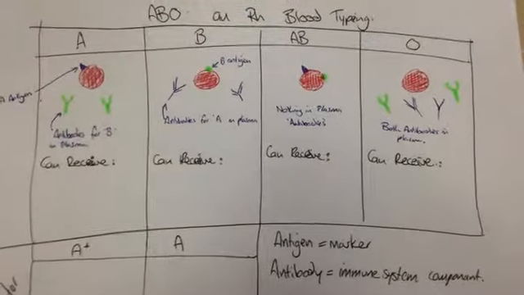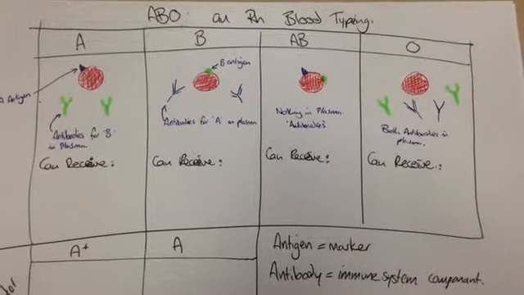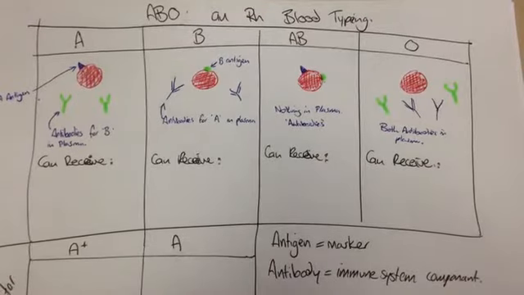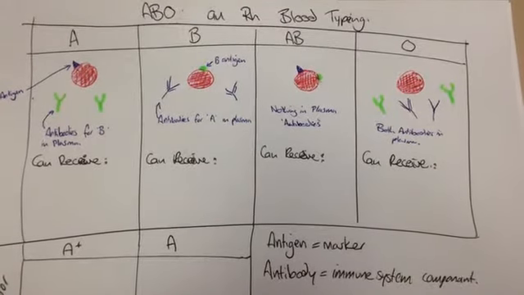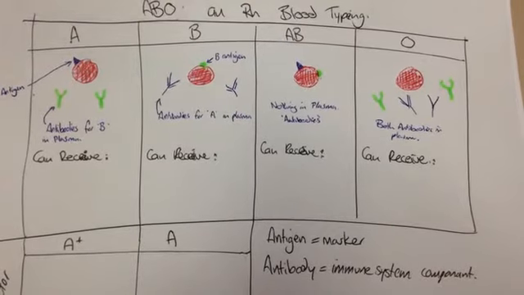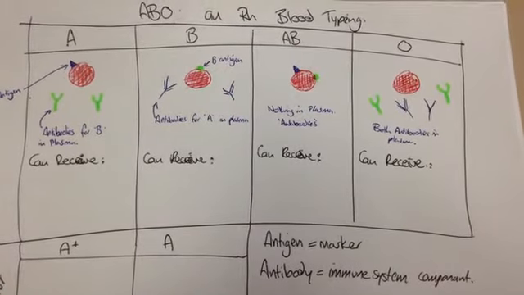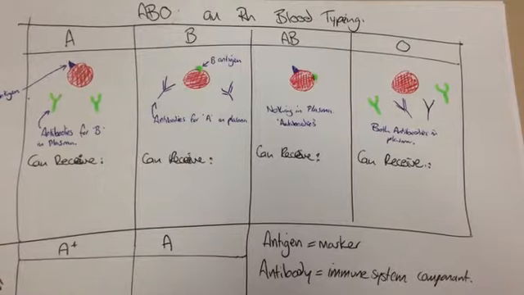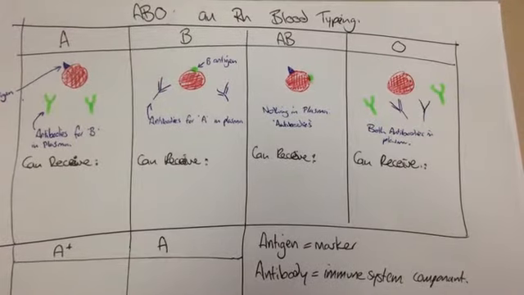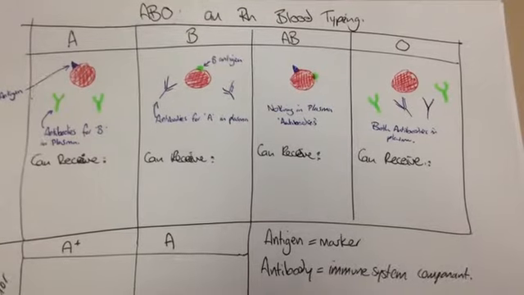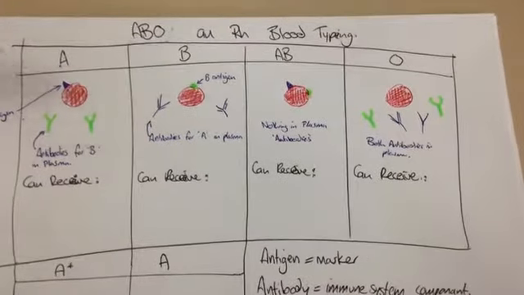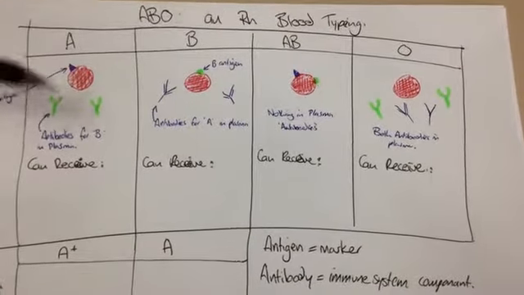Guys, I'm going to whip through ABO blood typing. Let's start with definitions of an antigen and antibodies. For the purpose of ABO blood typing, we can define an antigen as basically a marker on the red blood cell, and an antibody as an immune system component, which is part of the plasma of the system. Let's have a look at an example.